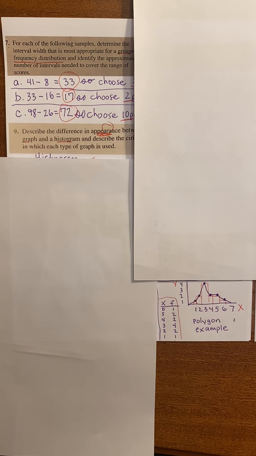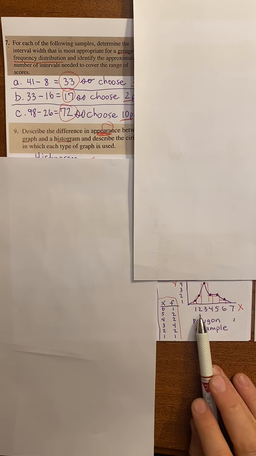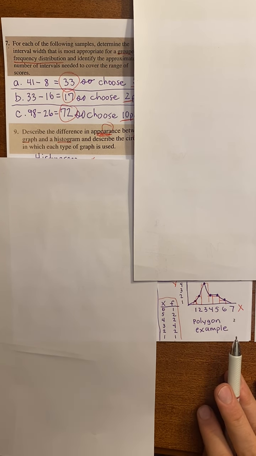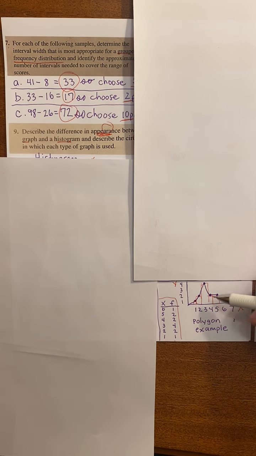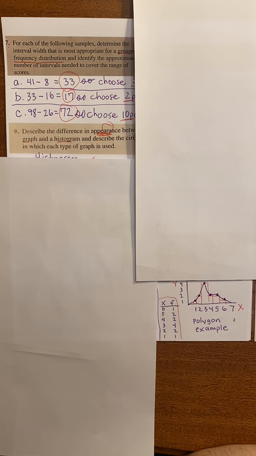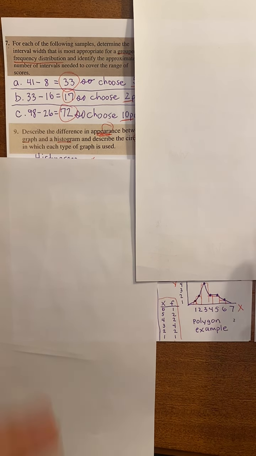I would say that the reason why you might want to use a polygon instead of a histogram is if you want to see what the relationship is of the frequencies as you move from one X value to the next. Exactly what direction do the numbers go in? And this helps you to see if there's a trend that's happening that maybe the bars don't quite reveal as well. Okay, so that's my quick explanation of what a polygon is.